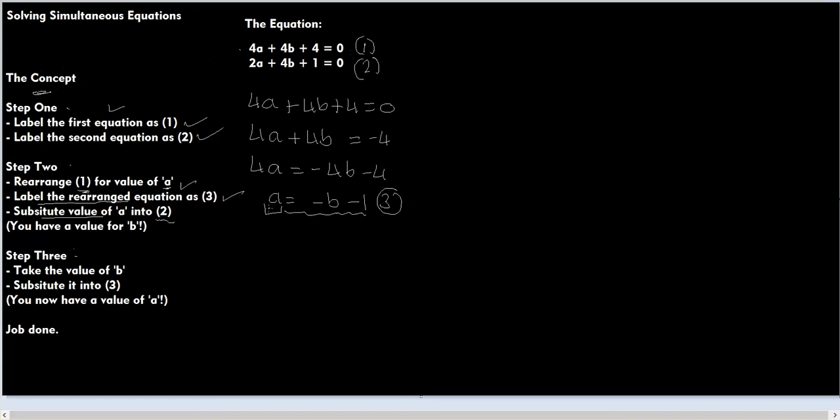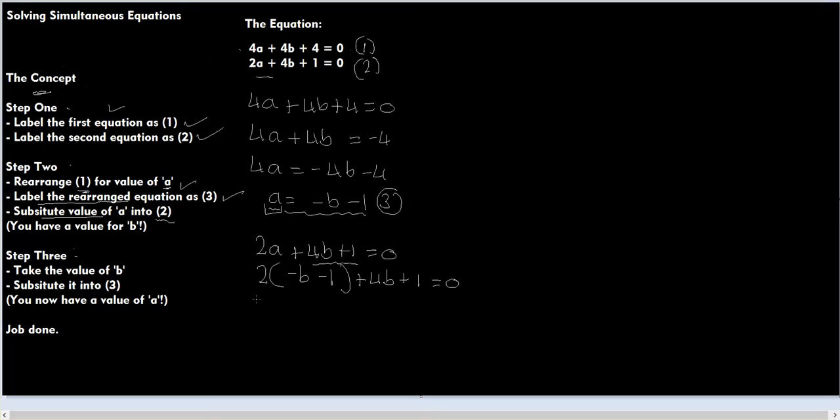Here is our value of a, and here is equation 2. If we write out equation 2, we have 2a plus 4b plus 1 is equal to 0, and we shall substitute our value of a here. Our value of a is negative b negative 1, so we continue writing the rest of the equation: plus 4b plus 1 is equal to 0.